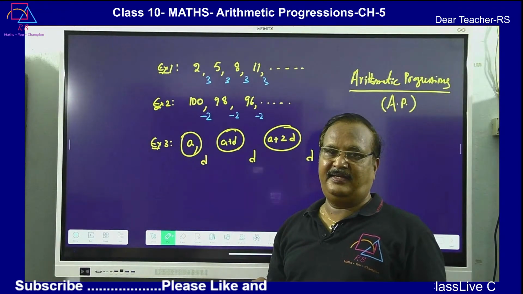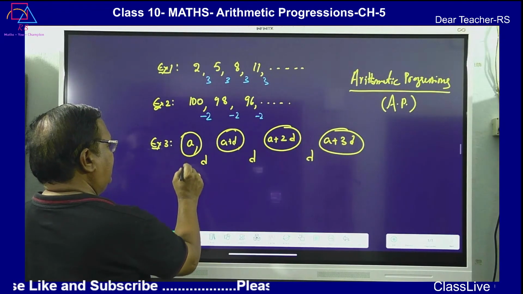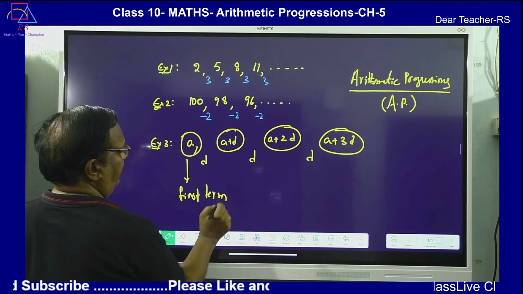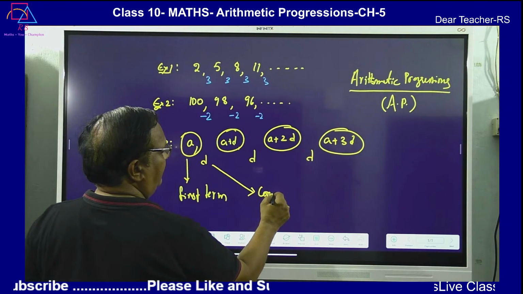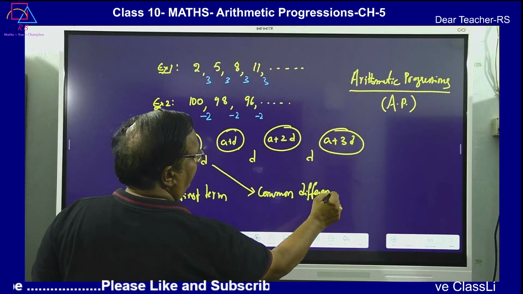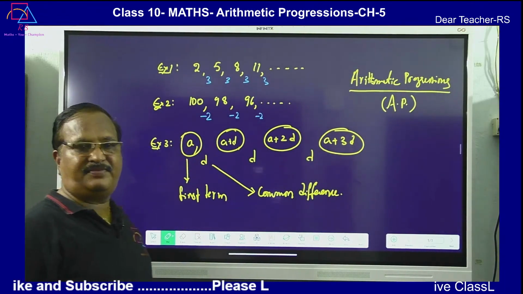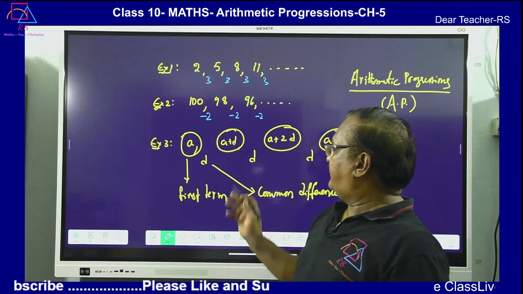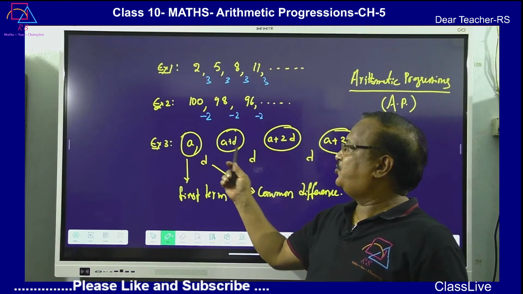Special names are given for these. The first term is always known as the first term. And d we call the common difference. So d is known as the common difference and a is known as the first term. We get terms by adding the common difference. Common difference means the difference of these two terms.